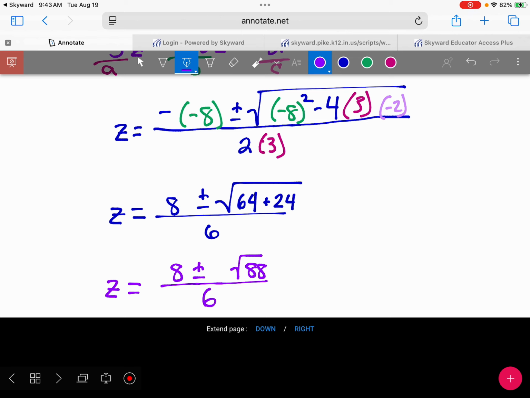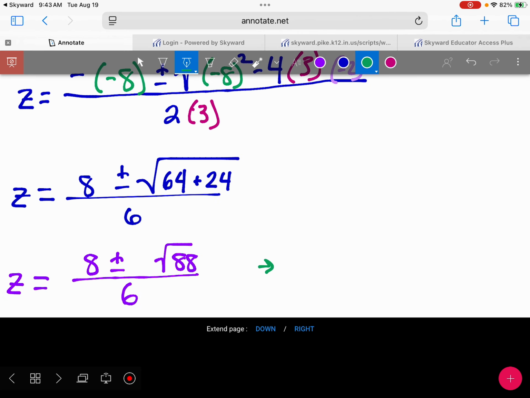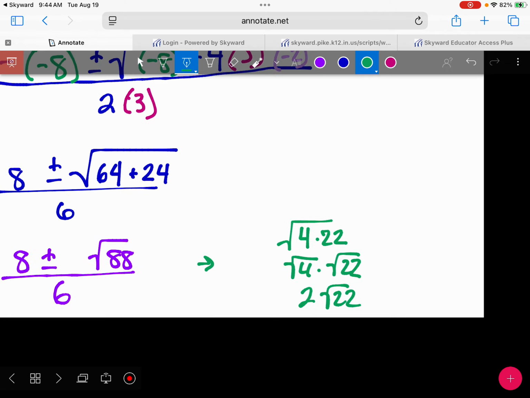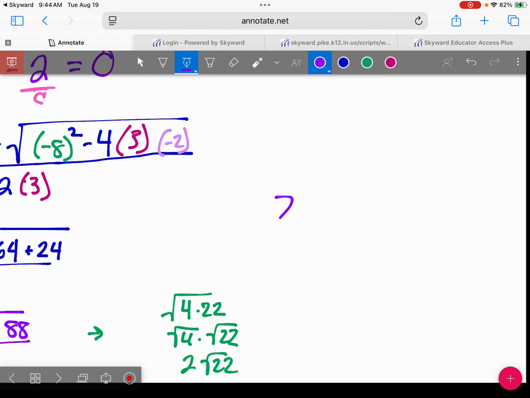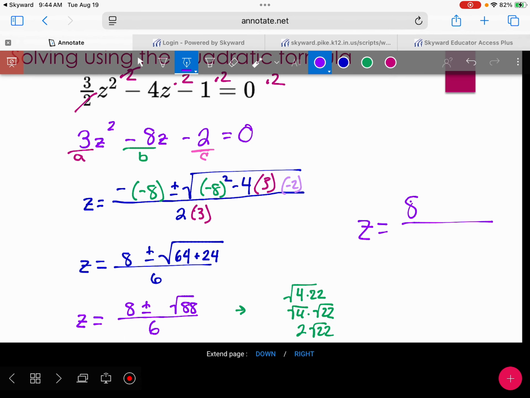Isn't there a square root we can simplify here? Square root of 88 does simplify. It has a multiple of 4. I could rewrite square root of 88 as 4 times 22, right? So I could rewrite this as square root of 4 times square root of 22, which is the same thing as 2 root 22. Yes. So I can put my answer, my z, as 8 plus or minus 2 root 22 over 6.